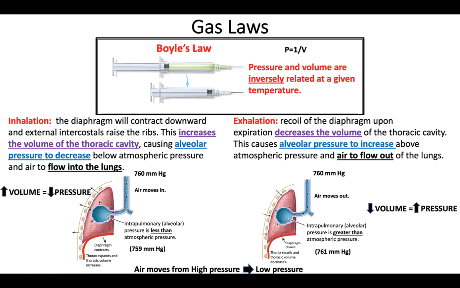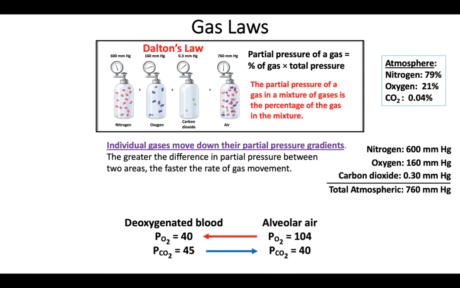Okay? So Boyle's law, inverse relationship between volume and pressure. That's going to cause changes in the pressure in the lungs relative to the atmosphere and allow us to move air. The next gas law is called Dalton's law.